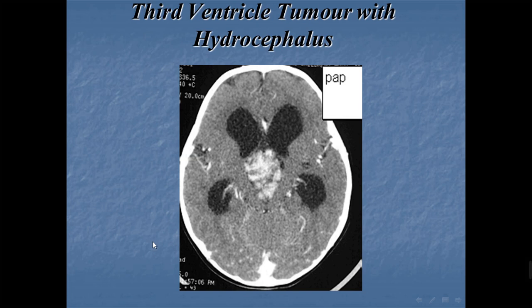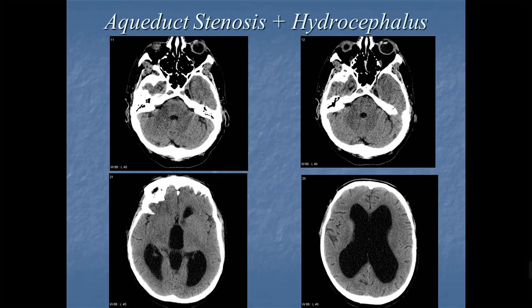Then, going lower down between the third and fourth, we have this case. For example, in this case, what are we going to see? We are seeing the lateral ventricle is dilated. The third is also dilated, while the fourth is of normal size or even smaller than normal size. This means that there is an obstruction between the fourth and the third. This is a typical case of aqueduct stenosis.